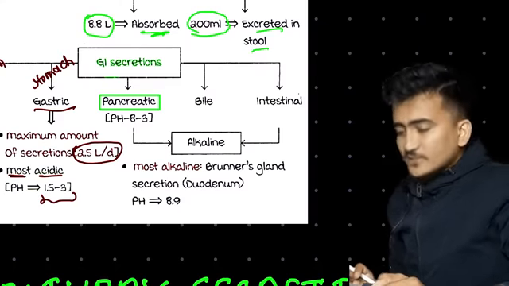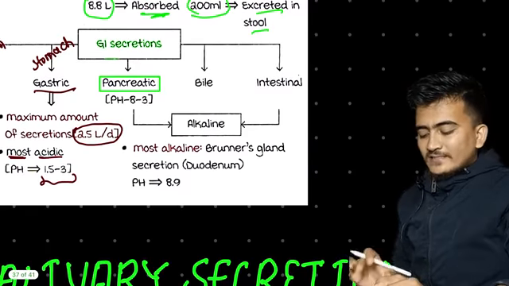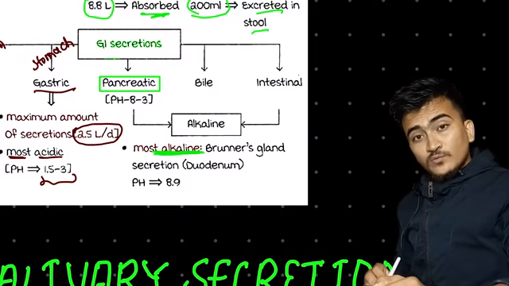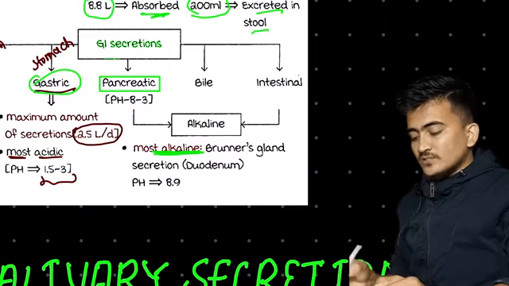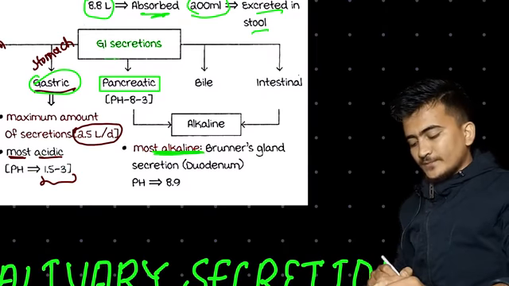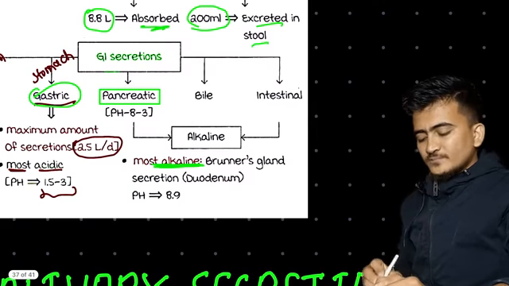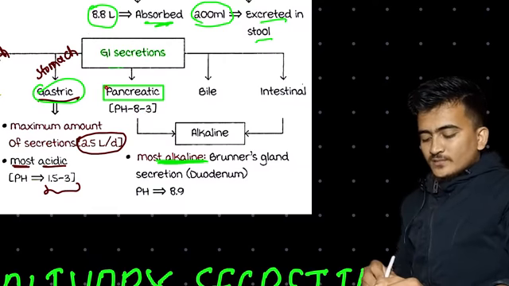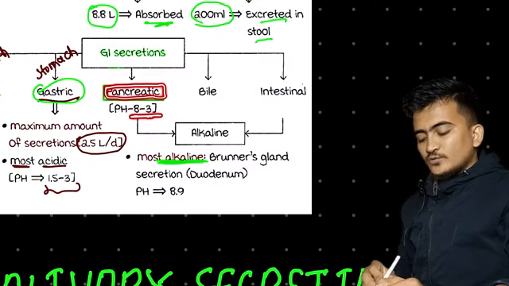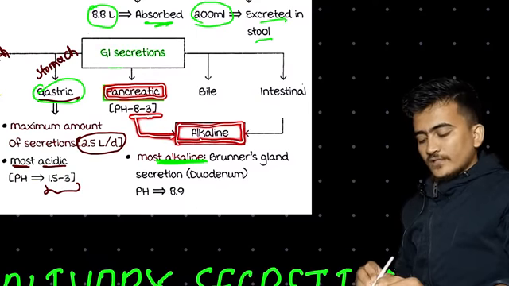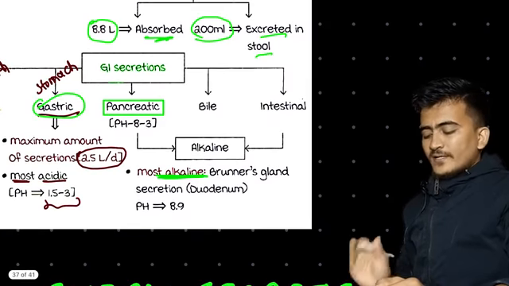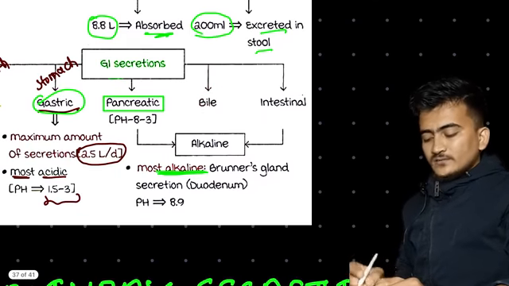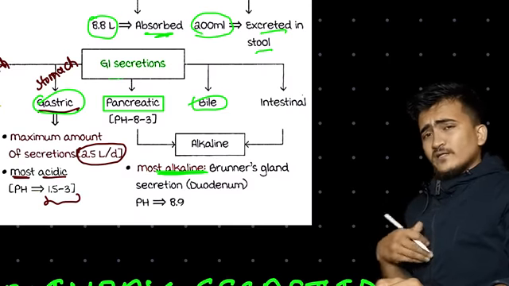So what about pancreatic secretion? It is the most alkaline secretion. The most acidic one was our gastric secretion, but here it is the most alkaline secretion, right? Its pH range is 8 to 3, and its nature is alkaline. Now after the pancreas we have bile, as an intestinal secretion. Now after bile, our food finally reaches the intestine.